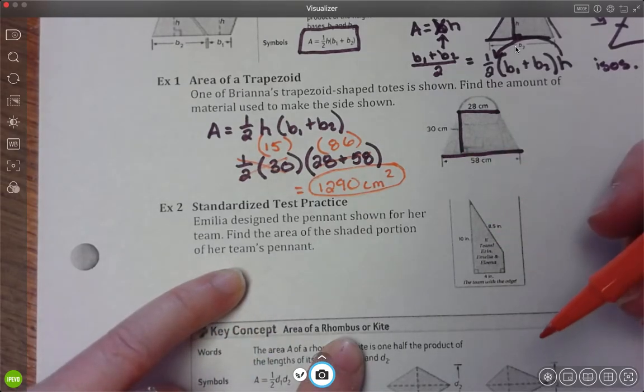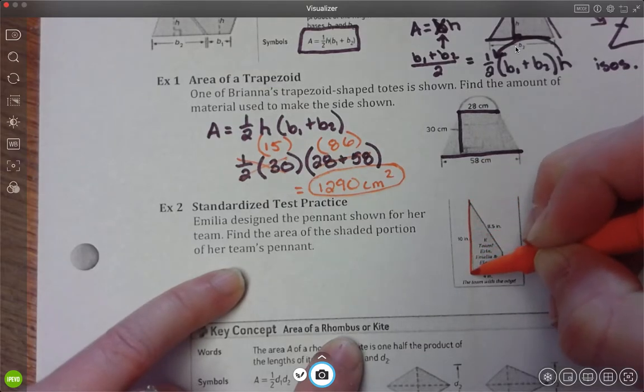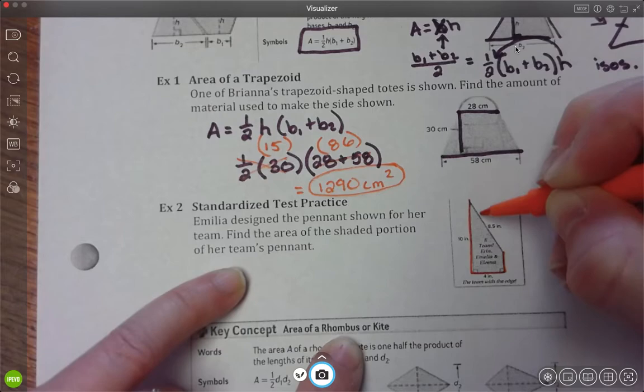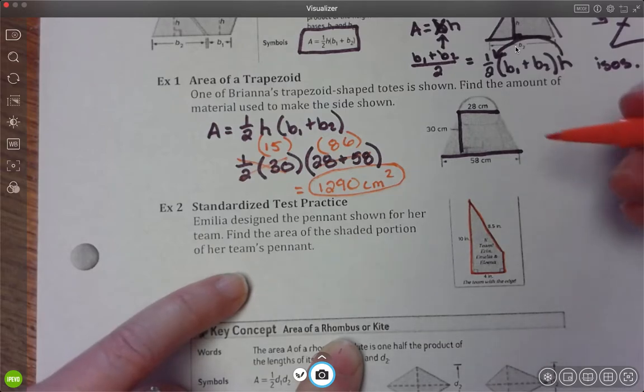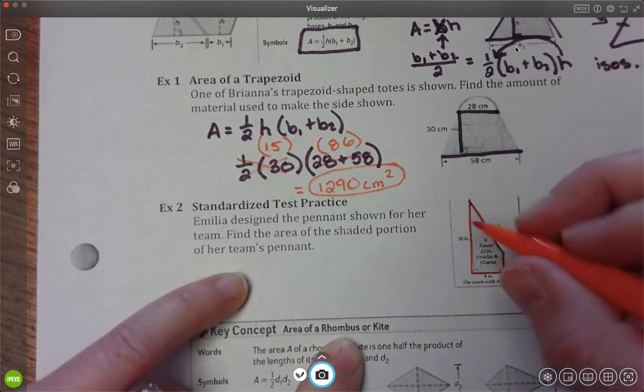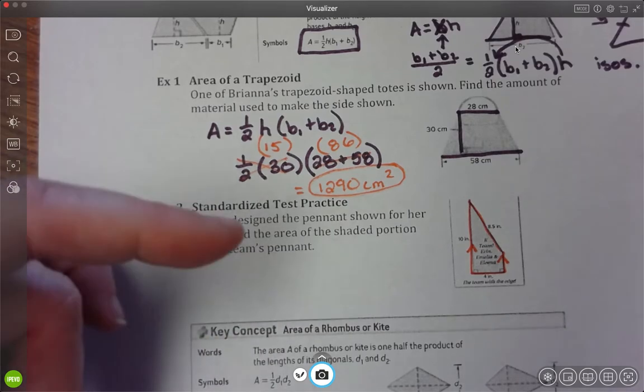Find the area of the shaded portion of her team's pennant. So they want the area of this trapezoid shape here. Now, they're kind of trying to trick you in this case because they want to figure out what your two bases are. Well, your bases are the ones that are parallel to each other. So your bases are going to be these two sides. So don't think base is top and bottom always. Bases are going to be your two sides.